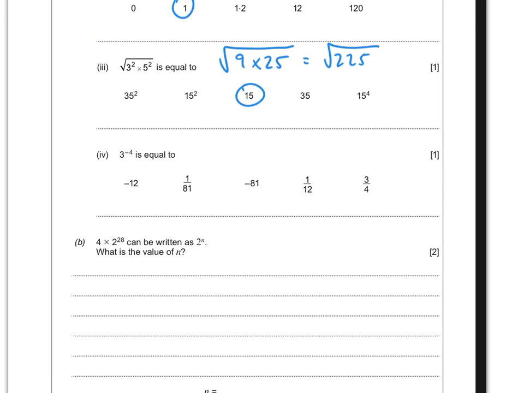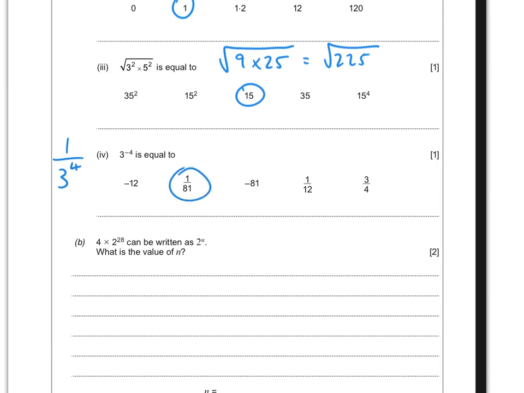For these last two questions here, I've got 3 to the power of minus 4. So when I'm dealing with negative indices, I just need to rewrite it again, but I write it as a denominator under 1, and I change the sign to a positive. So I'm actually looking for 1 over 3 to the power of 4. So I just need to now work out what 3 times 3 times 3 times 3 would give me, which would work out to be 81.